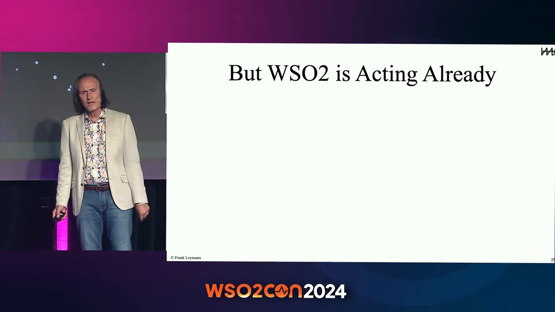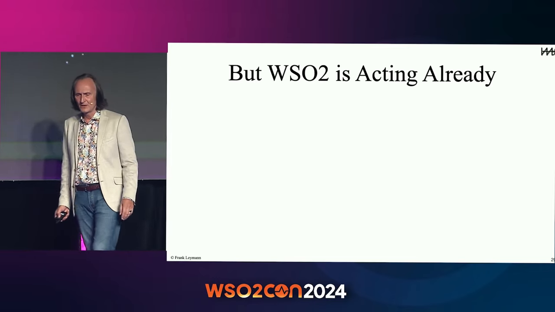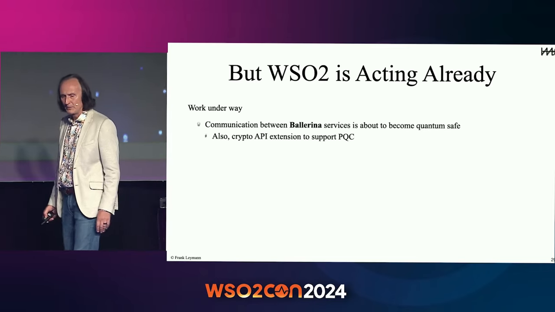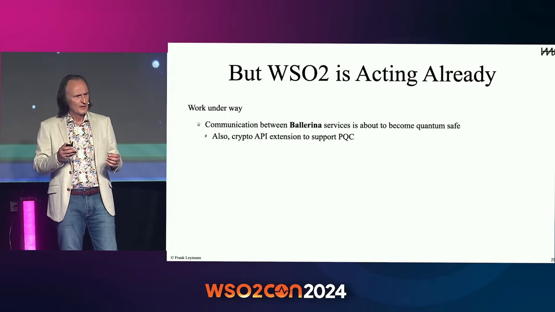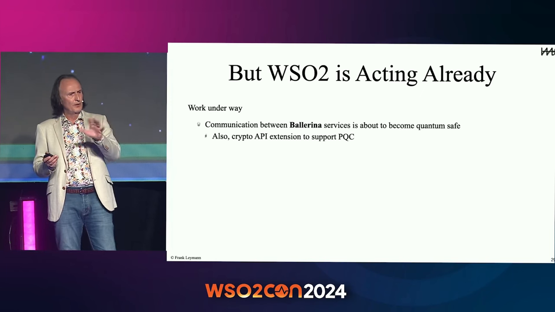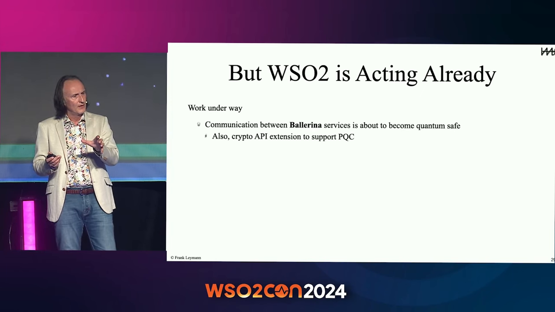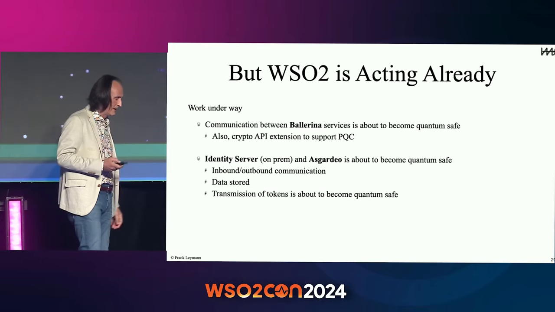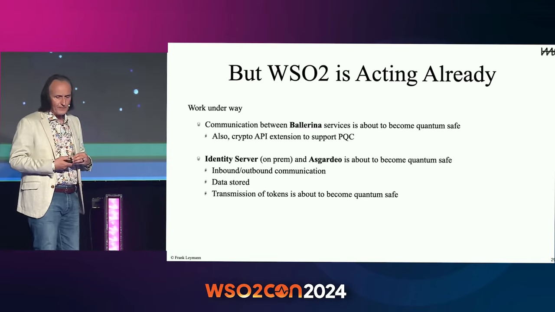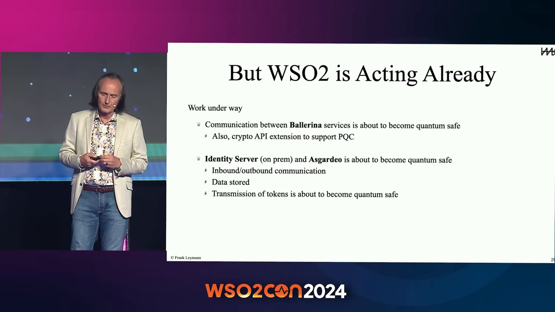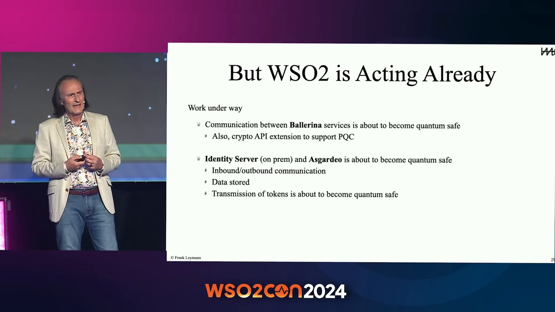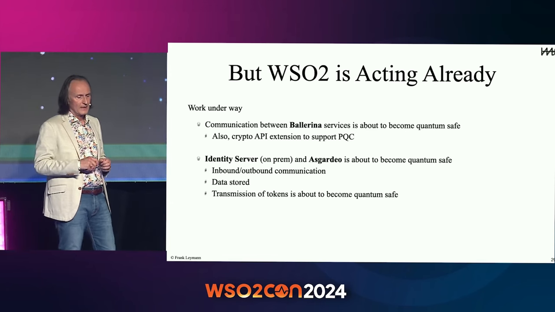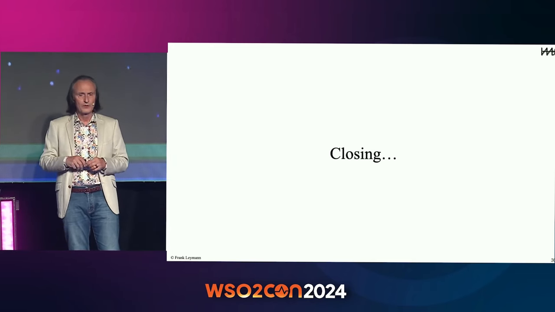But WSO2 is acting already. As Sanjeeva already indicated in his keynote yesterday, work is underway. The communication between Ballerina services is quantum safe. The crypto API in Ballerina supports post-quantum cryptography, so that you use quantum safe algorithms to encrypt and decrypt your information. Identity Server on-prem and Asgardeo in the cloud are about to become, are already, quantum safe. Inbound and outbound communication is quantum safe. The data stored in this product is quantum safe. The transmission tokens are quantum safe. So this is basically what WSO2 is already doing in this space.